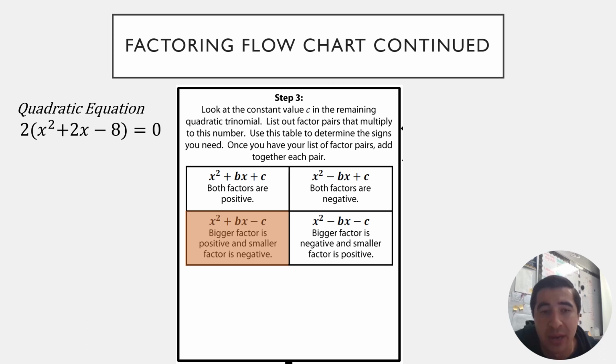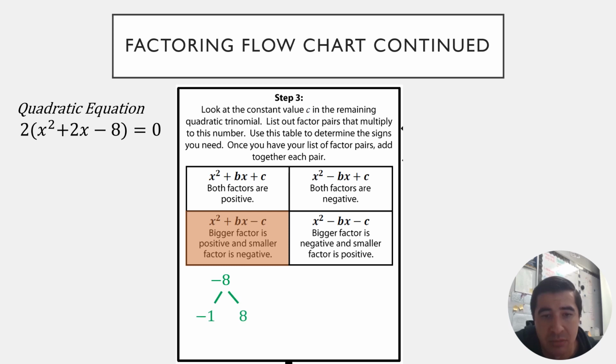I also noticed that we had a hard time with this in our Unit 4 tests as well as factoring within our lessons. So I wanted to create this little chart to show you guys how we could use it. So in this case, we want to take our c value, negative 8, and we want to find factors of negative 8. Now we know that the bigger factor is going to be positive and the smaller factor is going to be negative.